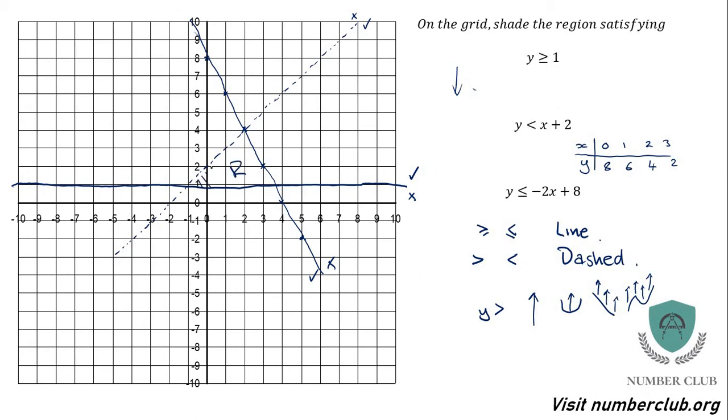Sometimes you'll be asked to put an R in there. Okay, it's really important that you do whatever's asked, so shade the region satisfying, and also make sure that you get dashed lines or thick lines wherever you need them.